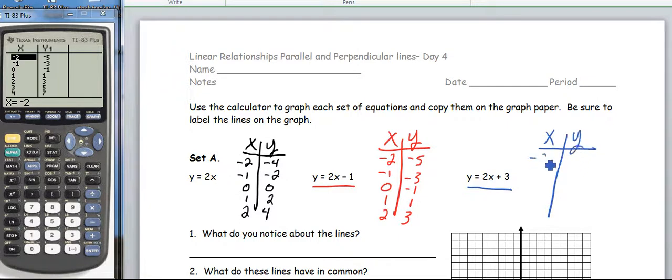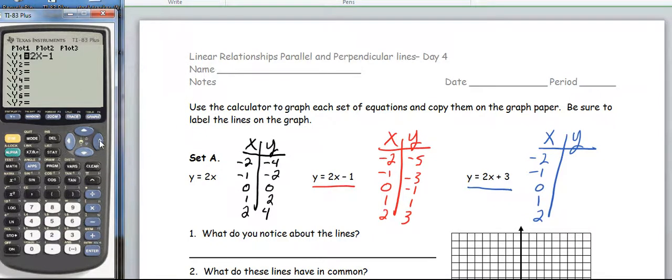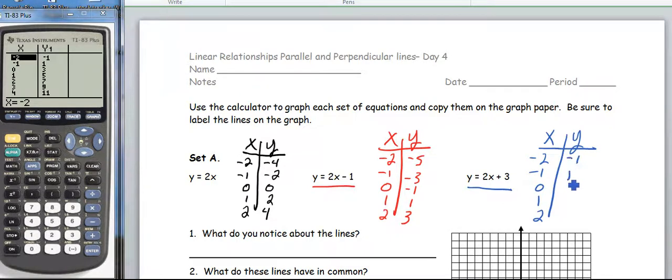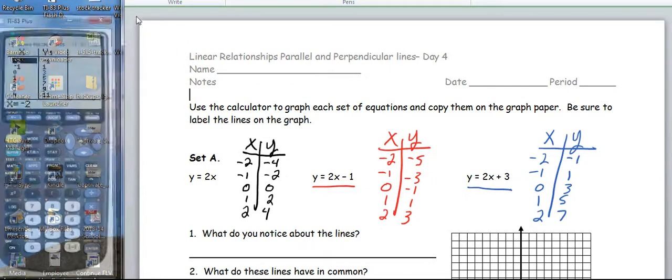And then for this one, we're going to do the same thing. X, y, -2, -1, 0, 1, and 2. Go back to y equals, and instead of -1, it's going to be +3. And I'm going to look at my graph and fill this in. So that's -1, 1, 3, 5, and 7. So now what I need to do is fill in those lines.